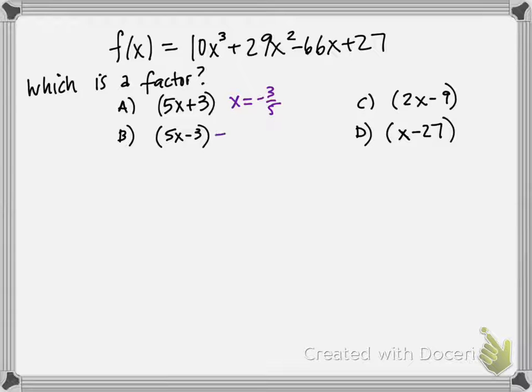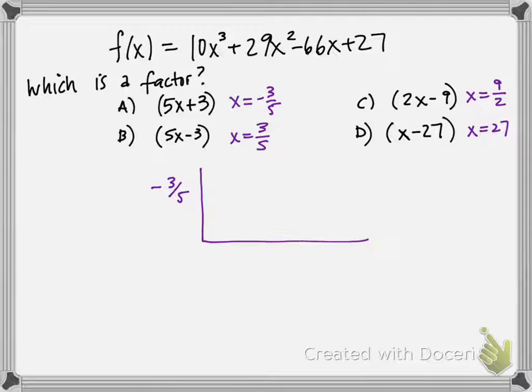The second one, again, set that equal to 0 and solve, and your root is positive 3/5. The third one, if you set that equal to 0 and solve, you would get 9/2. And the last one, you would get 27. So to check if, for instance, part A, which is negative 3/5, is a root, I'm going to be using synthetic division. So my coefficients are 10, 29, negative 66, and 27.